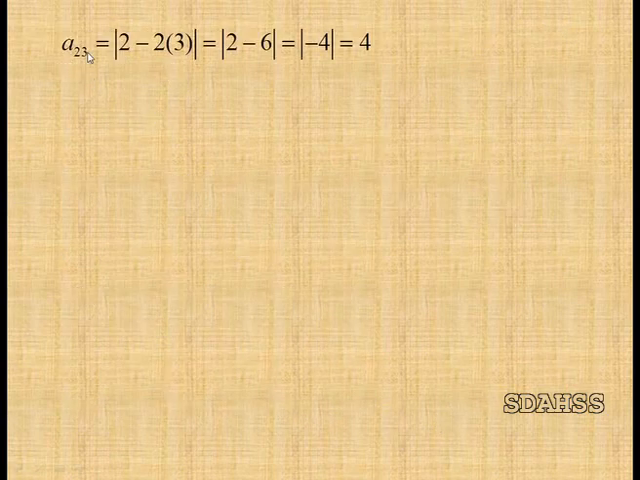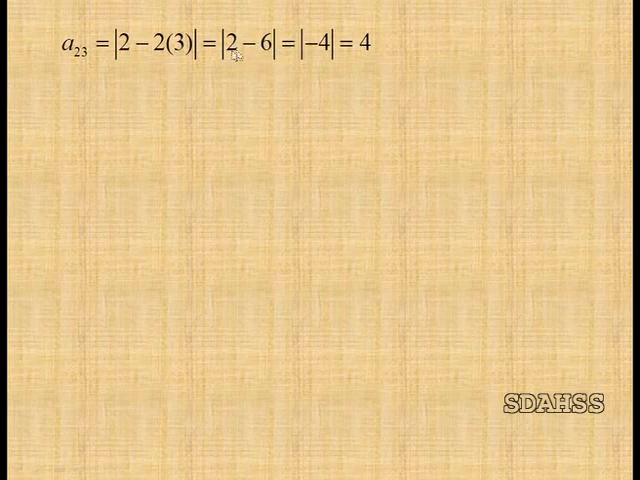Then find A23. Substitute i equal to 2, j equal to 3. Then you have modulus of 2 minus 2 into 3, equal to modulus of 2 minus 6. 2 minus 6 is minus 4. Modulus of minus 4 is plus 4.